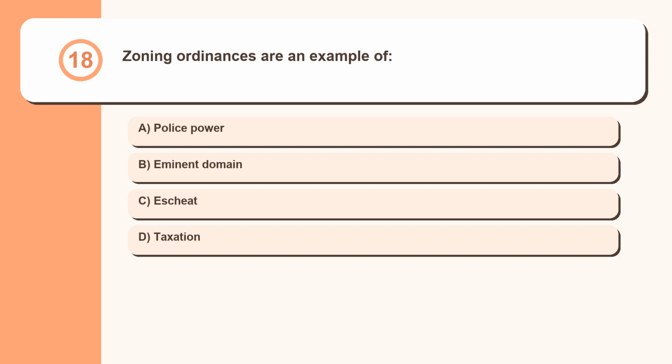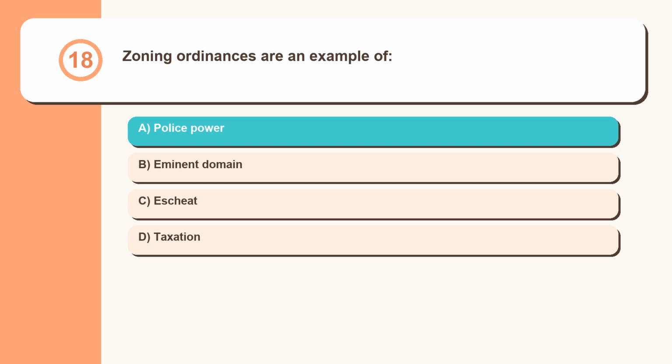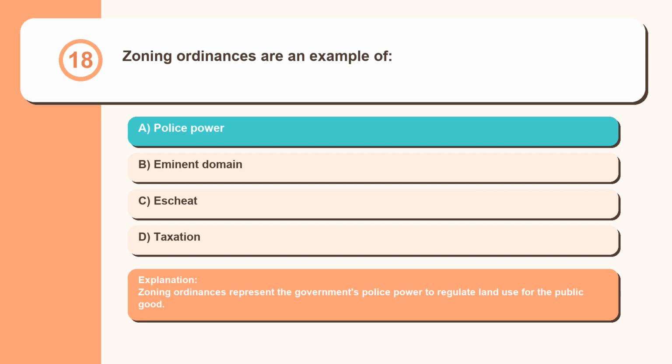Question 18. Zoning ordinances are an example of police power, eminent domain, escheat, taxation. Zoning ordinances represent the government's police power to regulate land use for the public good.